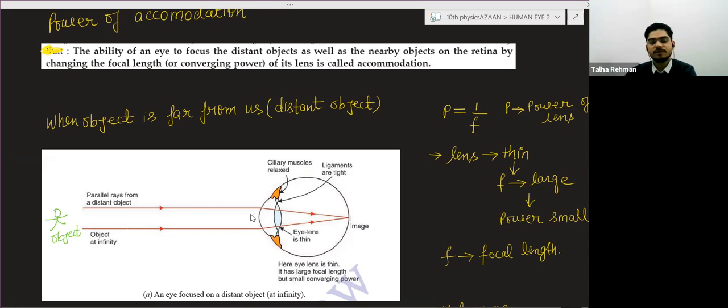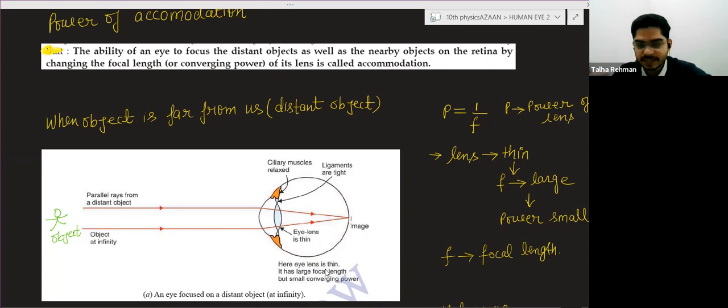This is our eye. From this object, light rays will be parallel. They enter into our eyes, and there will be some convergence because of the cornea, since this is a convex surface. After that, the light will fall on the eye lens, and this eye lens will again converge the light rays, and there will be the image on the retina. These are the ciliary muscles and these are the ligaments.